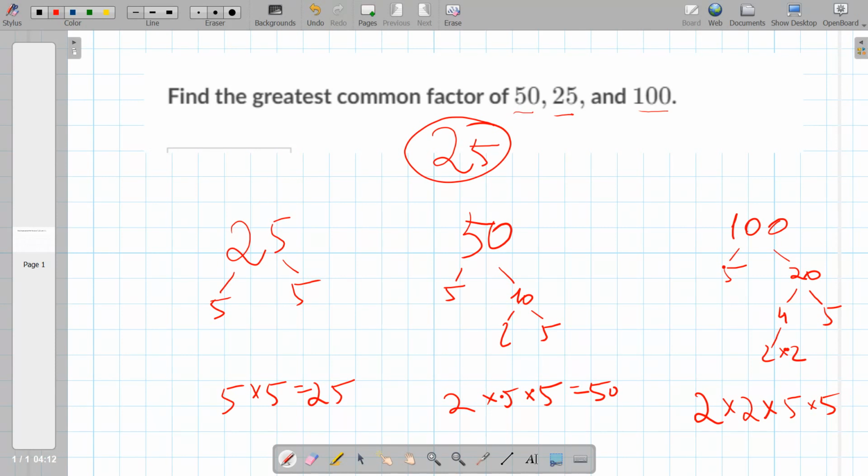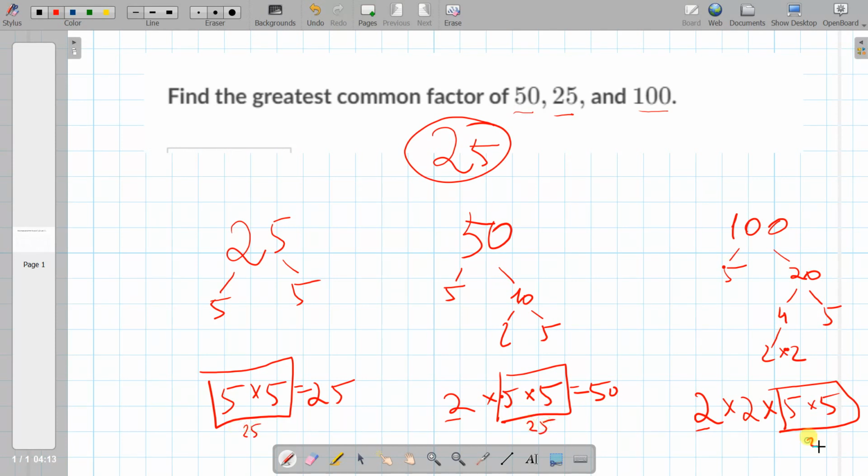So the 5 times 5 is present in all of these 3 numbers, and that's it. We don't have anything more in common to all 3 numbers. The 2 is present here and here, but it does not appear here. So the only thing that is common to all 3 numbers is 5 times 5, which is 25.